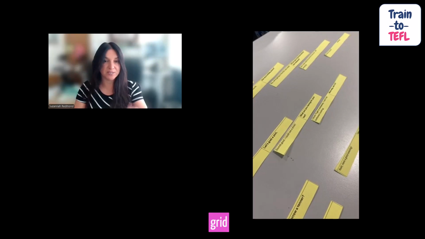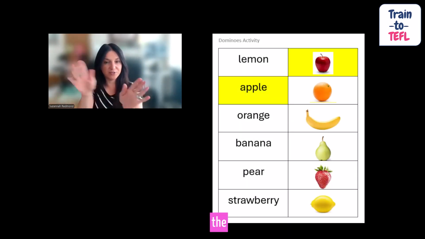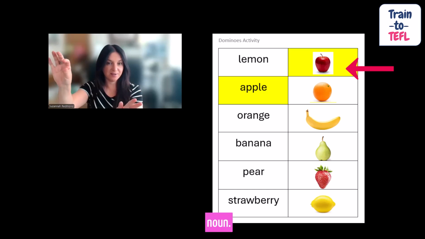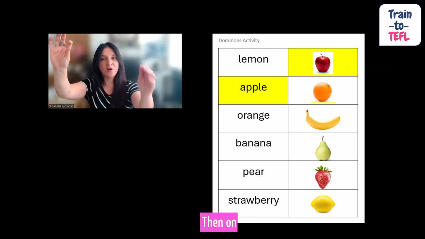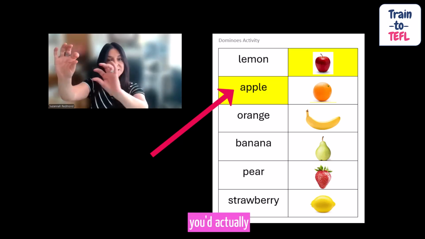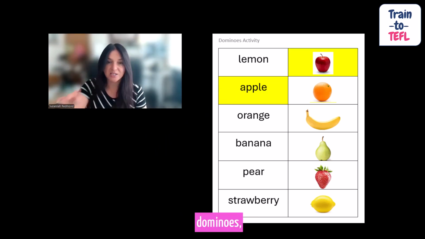You create a simple grid with 2 columns, but you have at the right side of the domino, on the right column, you have the opening phrase or the noun. For example, if you're teaching basic vocabulary, you might have a picture of an apple. Then on the row down, on the opposite column, on the left-hand side column, you'd actually have the noun apple. And then when you finish creating the dominoes, you would simply cut across the rows so you have strips.